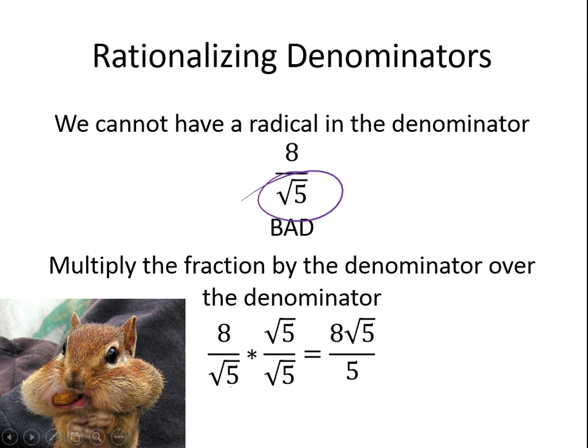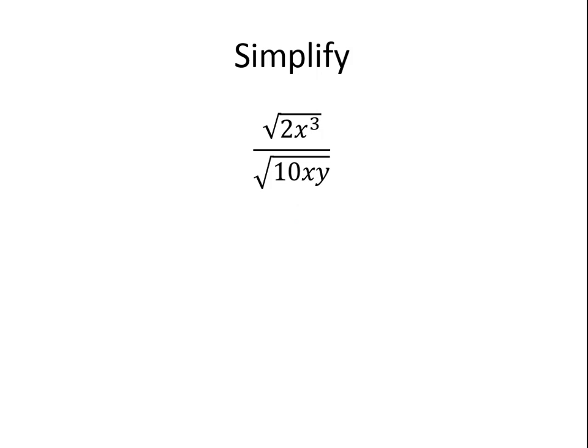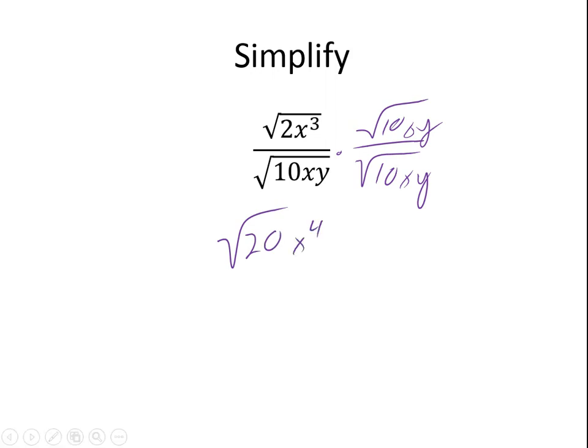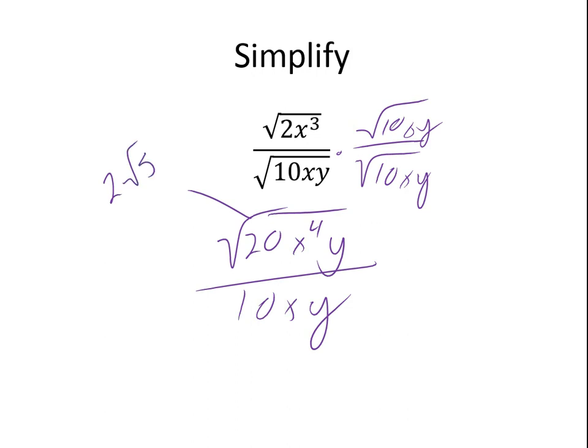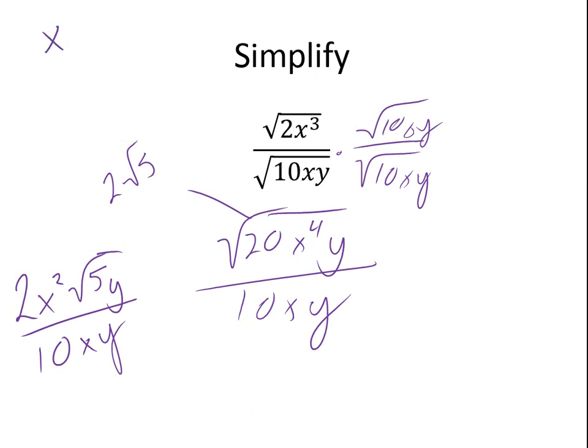So you would multiply it. Remember, square root 5 times square root 5 is just the number underneath. So if we want to try to simplify this, what we'll do is multiply the top and the bottom by the square root of 10xy. That looks like it gets us the square root of 20x^4y all over 10xy. 20 can be broken up into 2 root 5. So we got 2x squared square root 5y on the top part, and then we have that over the bottom, which is still the 10xy. And now we can reduce. 2 over 10 is 1/5. And then x squared over x is x. So we have x square root 5y all over 5y. And that would be our final answer.